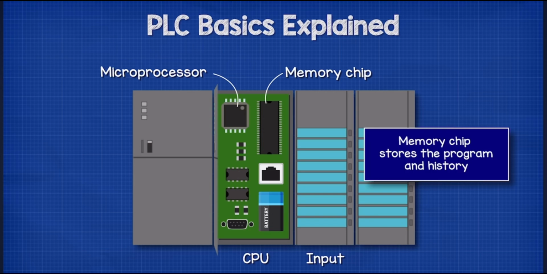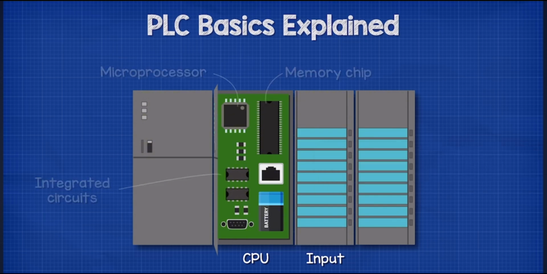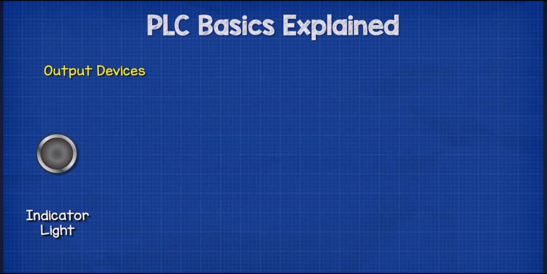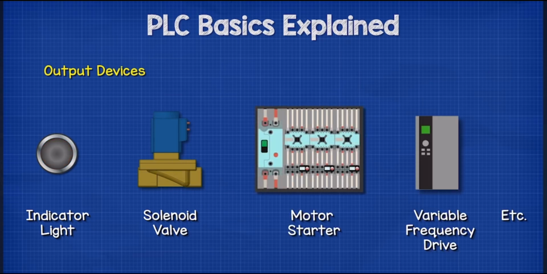A memory chip stores the program. This will also store the output history, and any faults or alarms. Then we also have the integrated circuits. These can be things such as Modbus and LAN connections, which allow us to remotely communicate with, reprogram, and even monitor the devices. Then there's an output module or field output devices. This provides the signal to the device we are controlling. For example, a simple indicator light, a solenoid valve, a motor starter, or a variable frequency drive.